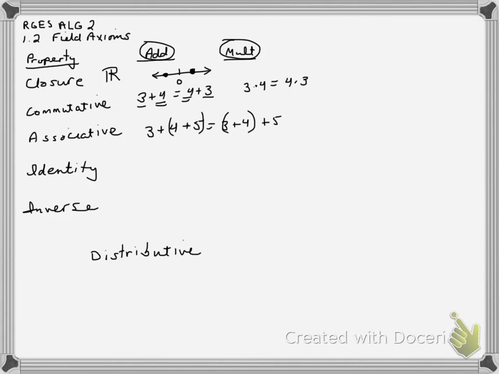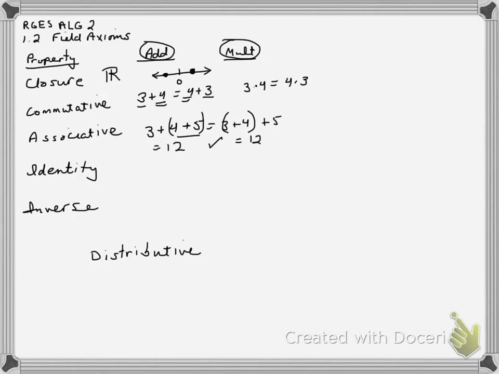Well, let's look at this. 4 plus 5 is 9, plus 3 more equals 12. 3 plus 4 is 7, plus 5 more. This equals 12, and it doesn't matter which order I associate these in. The answer comes out 12 both times.